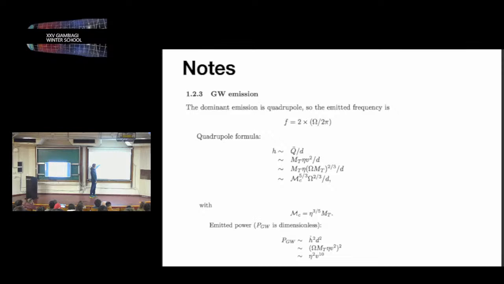Strain is dimensionless. I leave it to you as an exercise to see that this is actually dimensionless. In this one it is easy to see: eta is dimensionless, V is dimensionless, mass and distance have the same units for me. Okay? So this is fine. And you can see now that the total mass and the symmetric mass ratio combine into something we call the chirp mass. In terms of the frequency, the strain scales as the frequency to the 2/3 and the distance, okay?